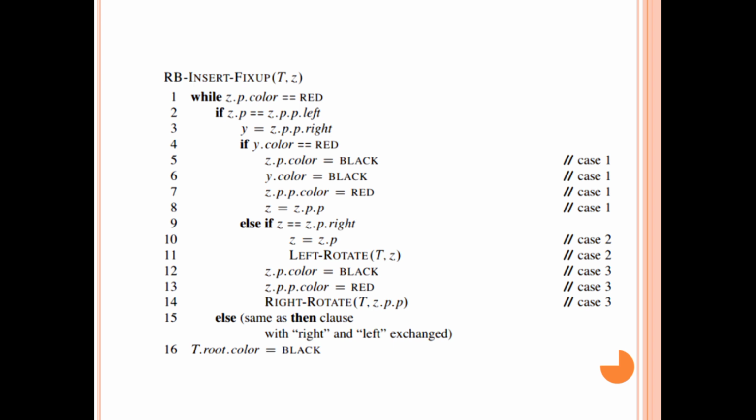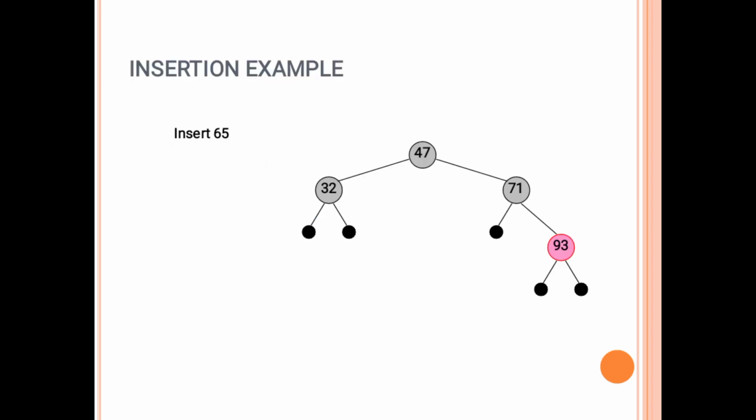Otherwise, if the uncle is black, we simply do the recoloring and rotation. Some rotations are there. Recoloring means the parent's color becomes black and the grandparent's color becomes red. We have to recolor. This is the rotation. This is the algorithm for inserting into the red black tree.